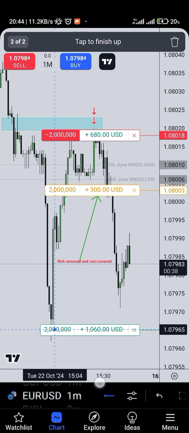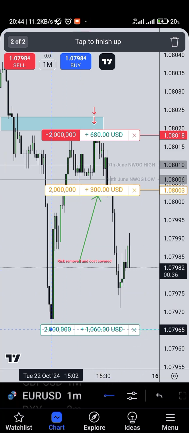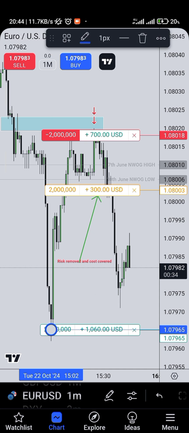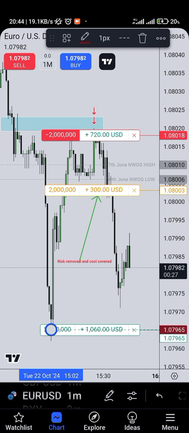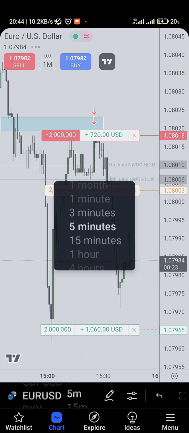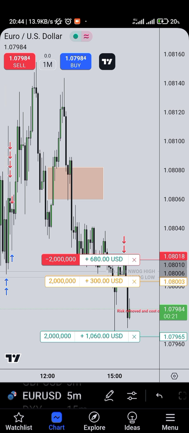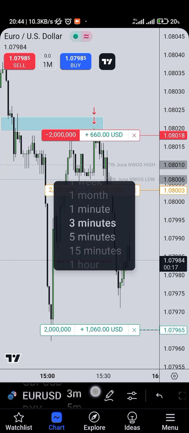And this is it. I said about the tail consequent encroachment, so I'll be delineating it for someone who doesn't know what it means. A tail consequent encroachment, or wick. A consequent encroachment is the midpoint of a tail, wick, or an inefficiency. So for this one, it's a tail. So the midpoint of that tail of the candle is the consequent encroachment. That is what it is called. So that's the consequent encroachment.